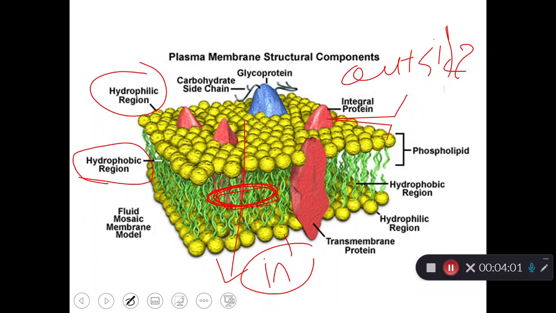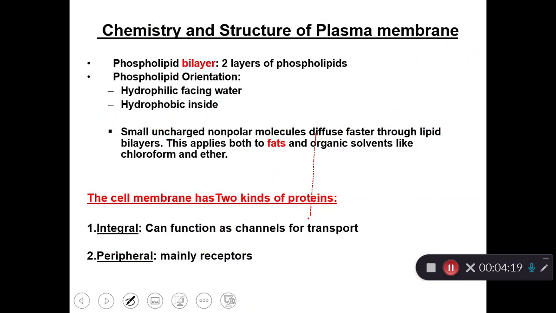If the molecule is not lipid soluble, like ionic compounds, they cannot go through the cell membrane directly. They have to go through channel proteins to avoid going through the lipid part of the cell membrane. Also, the cell membrane has two kinds of associated proteins, integral proteins, and they work like channels for transport for molecules that are not lipid soluble. And there are peripheral proteins. They work mainly as receptors for neurotransmitters or hormones.